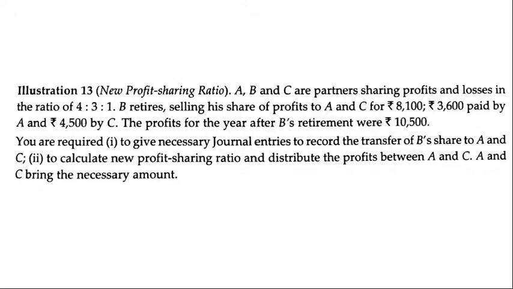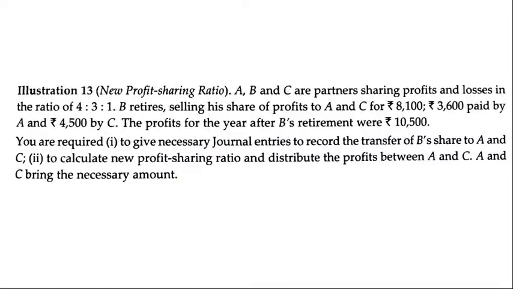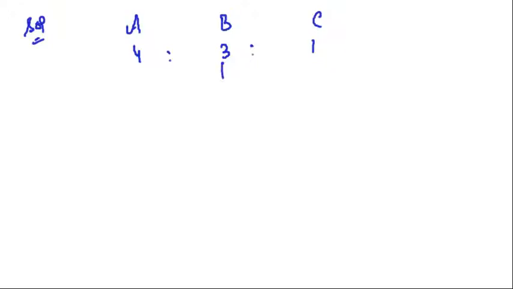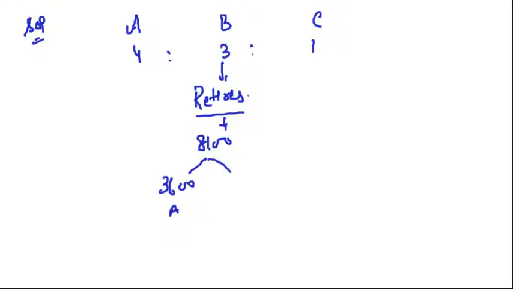Let's write down the facts. There are three partners, A, B and C, sharing in the ratio 4:3:1. B retires. He is selling his share for 8100. Out of this 8100, 3600 is paid by A and 4500 is paid by C.